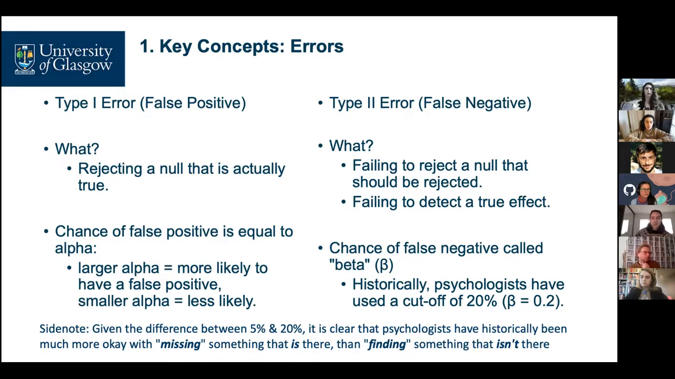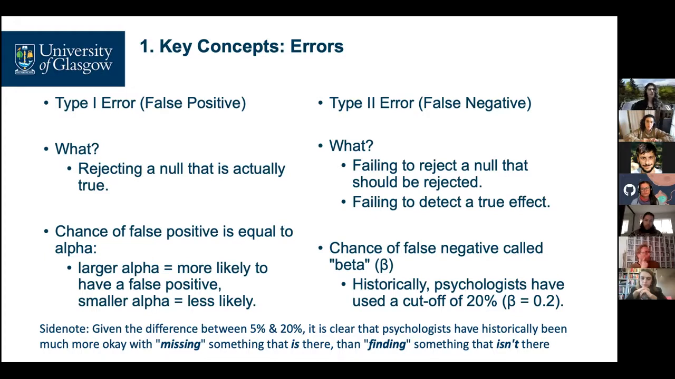So I've brought on the idea of false positives. That's when we're rejecting a null that's actually true. So as Anna pointed out in the chat, if we make our alpha less strict, we're more likely to have a false positive. So a larger alpha is more likely to have a false positive, and a smaller alpha is less likely to have a false positive. A type 2 error is a false negative. It's the other side of this coin.